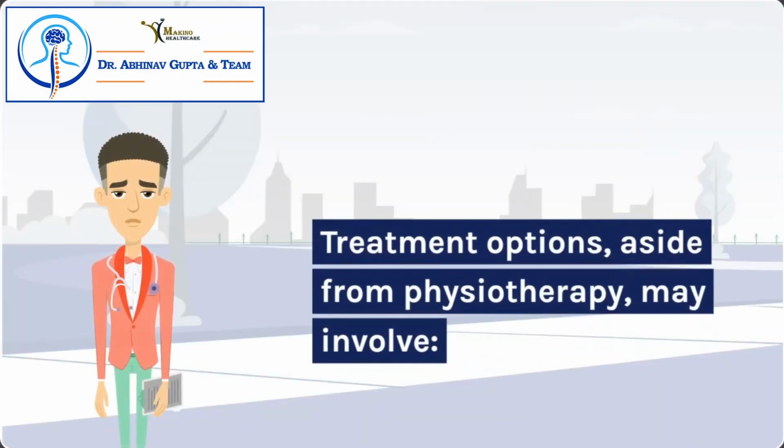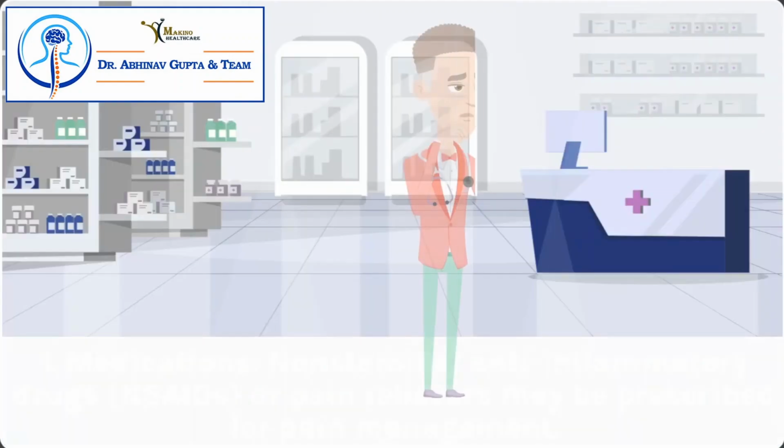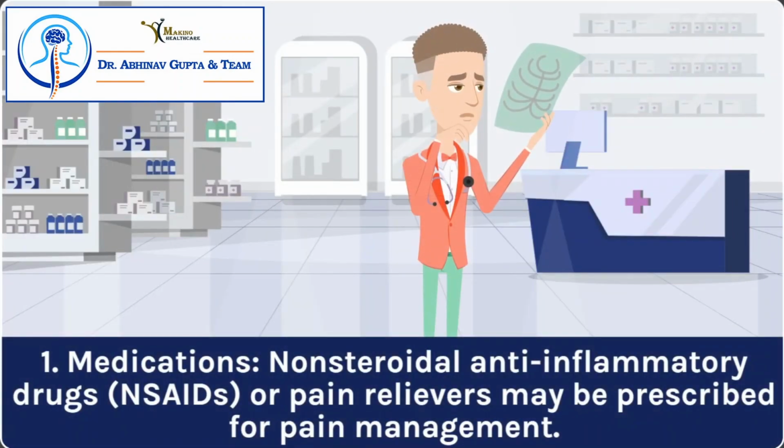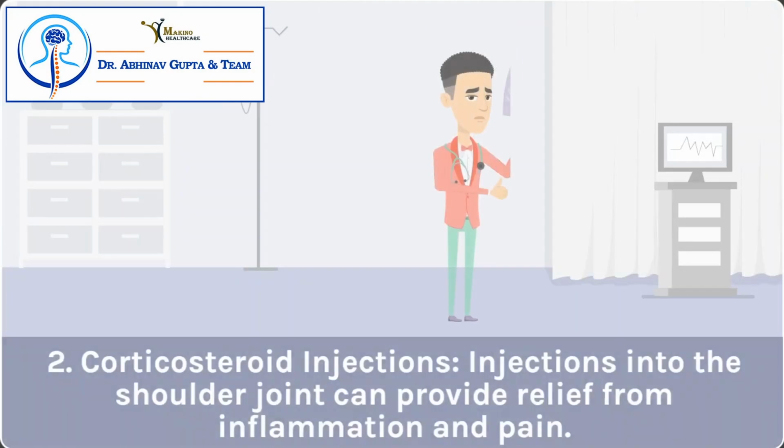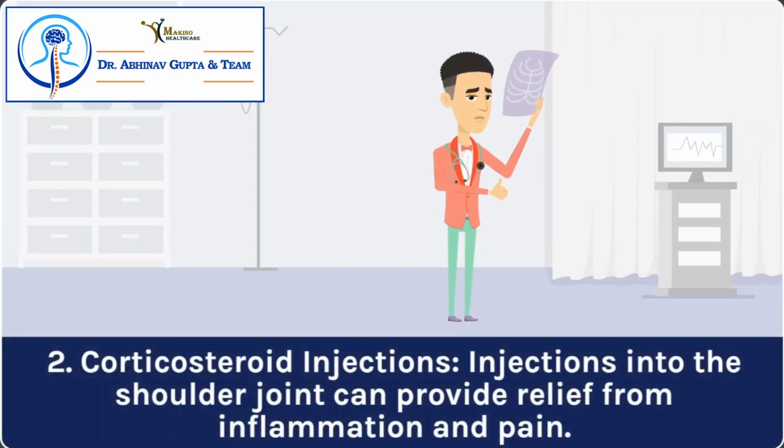Treatment options, aside from physiotherapy, may involve: 1. Medications, non-steroidal anti-inflammatory drugs, NSAIDs, or pain relievers may be prescribed for pain management. 2. Corticosteroid injections. Injections into the shoulder joint can provide relief from inflammation and pain.